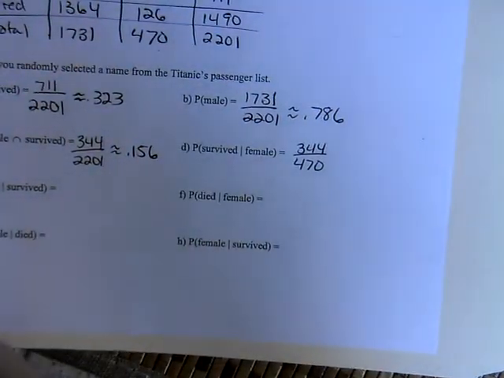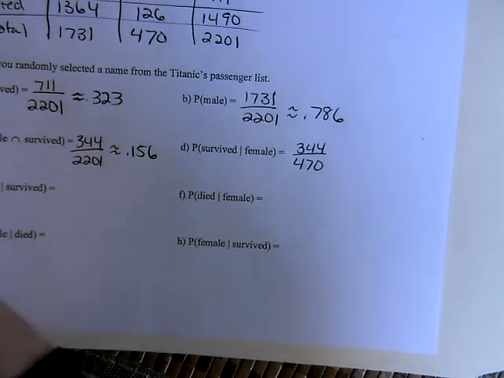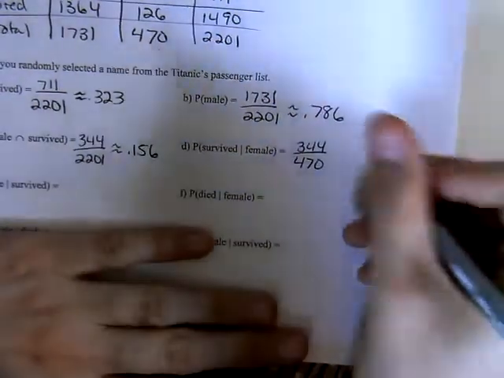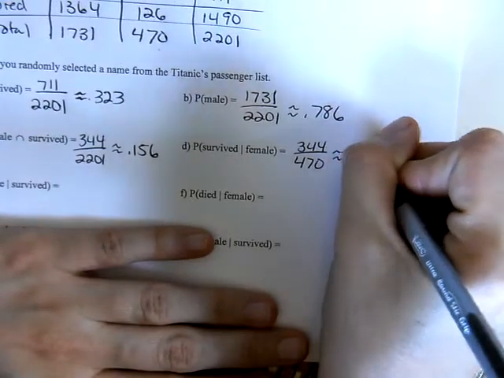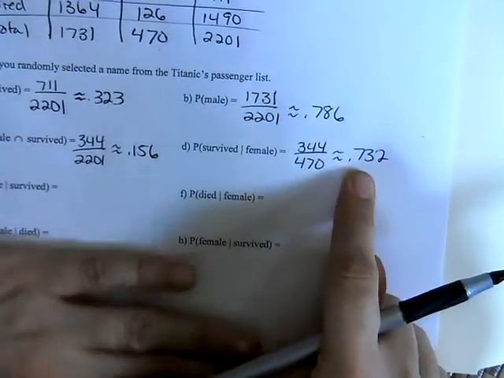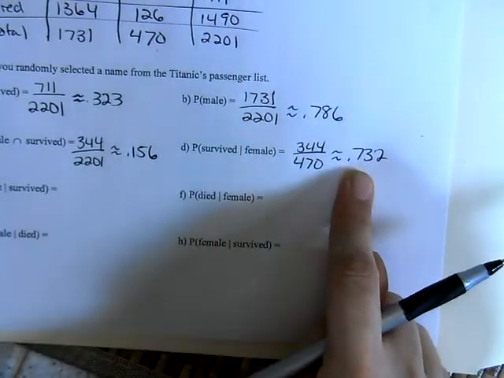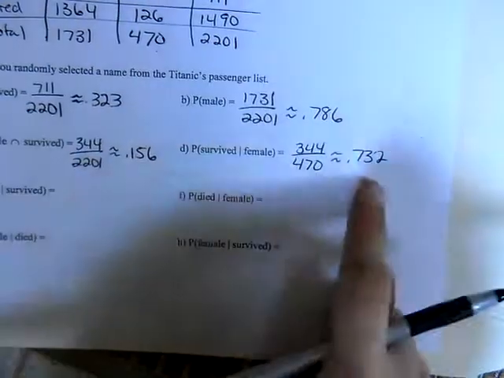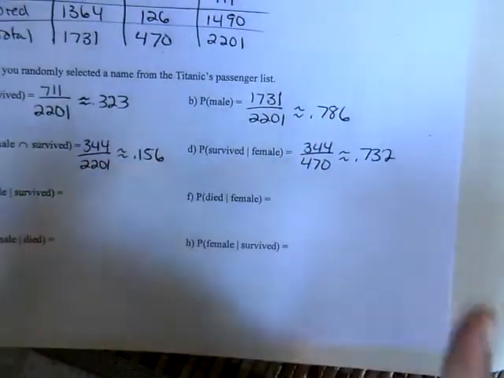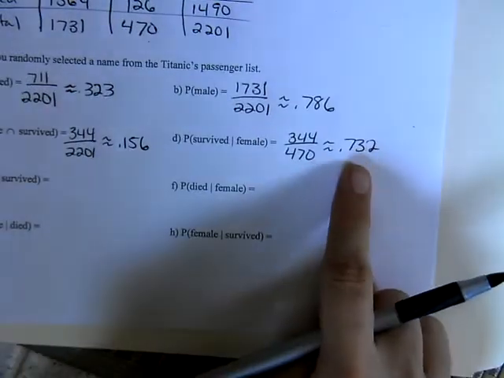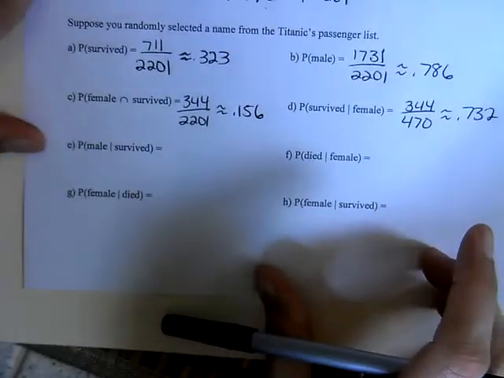So, now if I divide that, that tells me about 73% of all the female passengers actually survived. So these are much different probabilities if you look at it that way. And that's because, right, women and children first.